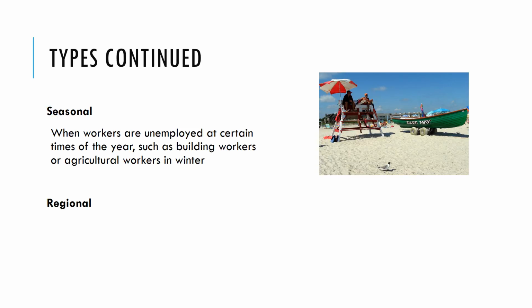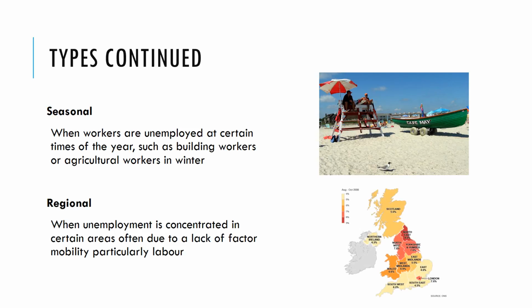And the final type of unemployment is regional unemployment. And that is where unemployment is concentrated in certain areas, often due to a lack of factor mobility, particularly. And what we mean by this is it's hard for people to move around. So for example, there may be a job going in the southeast in London, but you work in the northeast, but you can't move there to take up that job. So you stay in the northeast and unemployed.